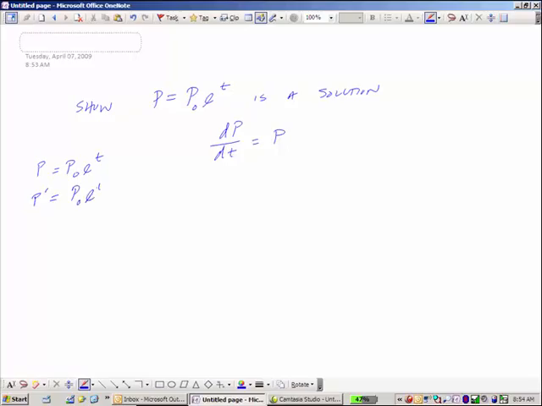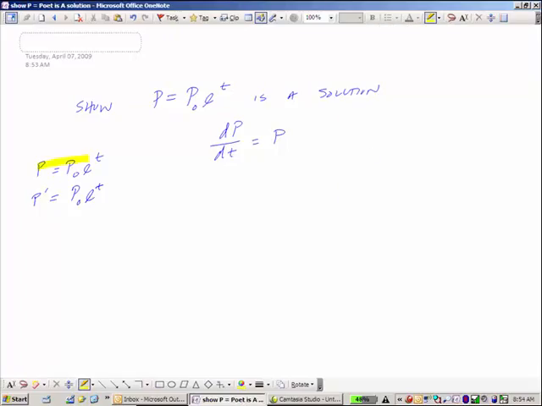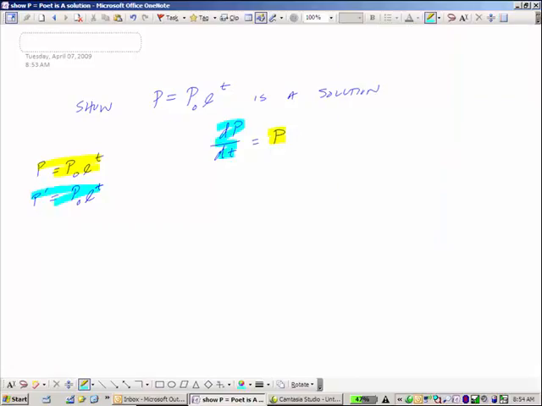And then it's just a matter of plugging in. There's what P is, so I'm going to put that in over there. And then here's what the derivative is, so I'm going to put that in over there. And guess what? P naught e to the t is equal to P naught e to the t. That gets a check mark and a smiley face.